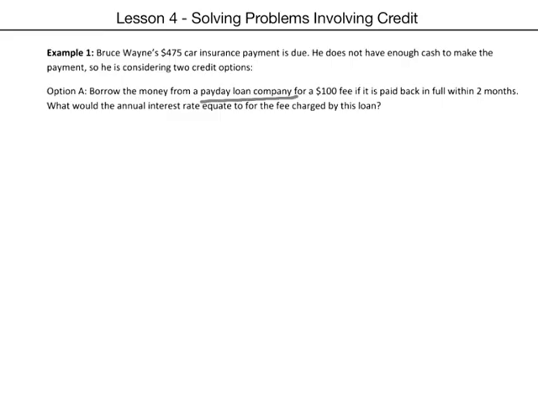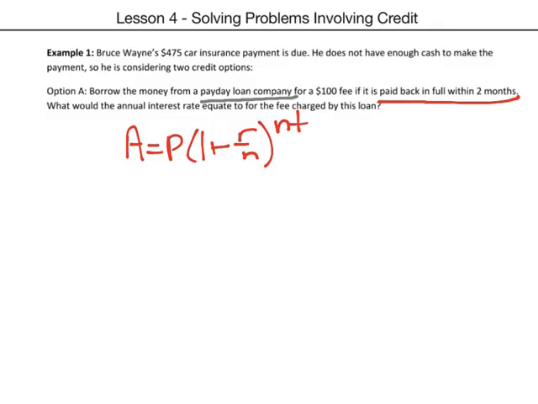We haven't talked about that so far. And it's a $100 fee if it's paid back within 2 months. What would the annual interest rate equate to for the fee charged by this loan? Because he's paying it back in full within 2 months, it's going to be the compound interest formula. A equals P bracket 1 plus R over N to the power of NT.